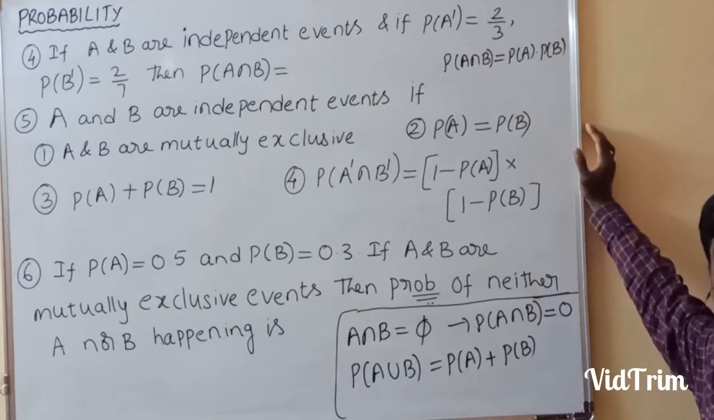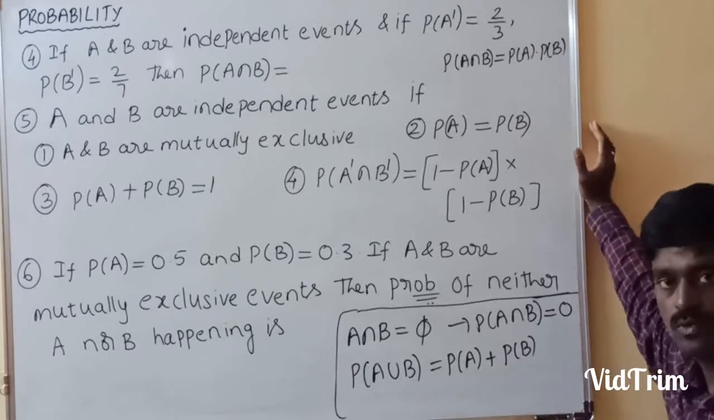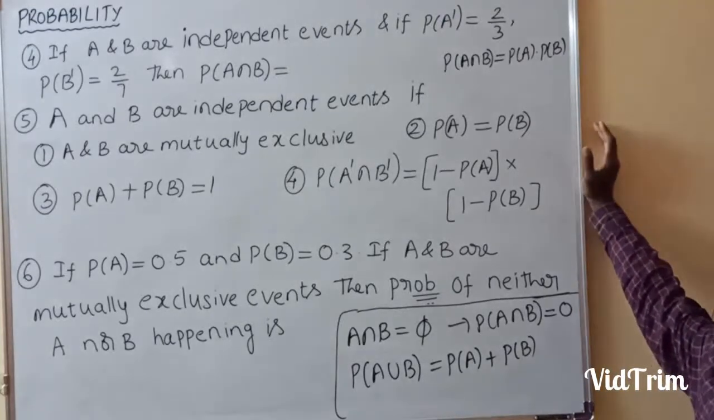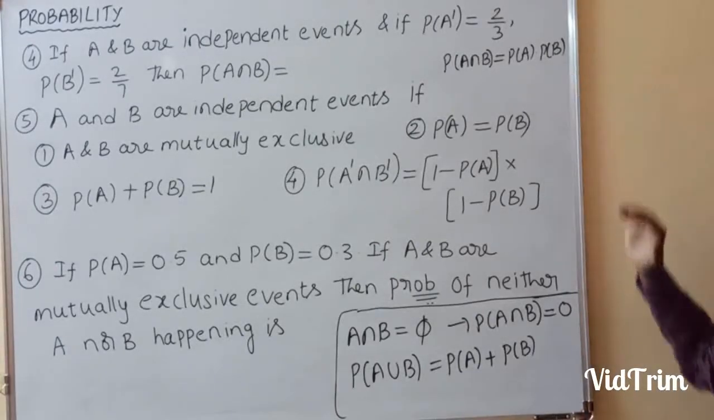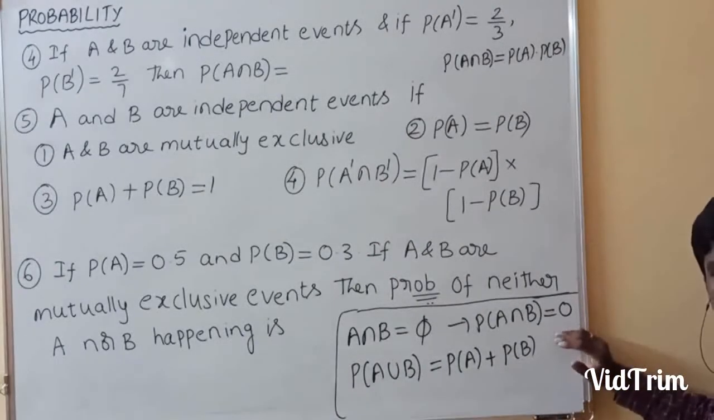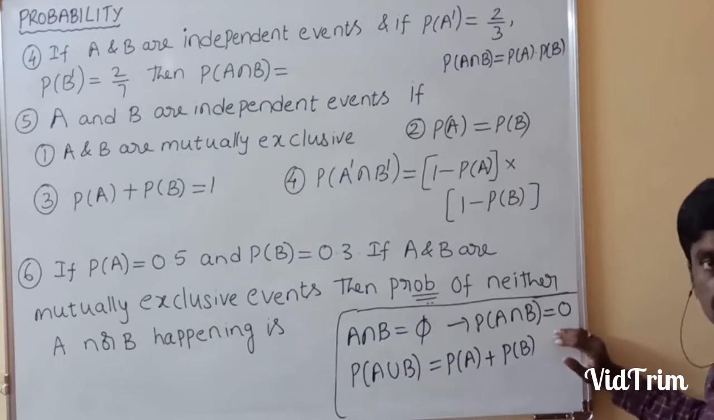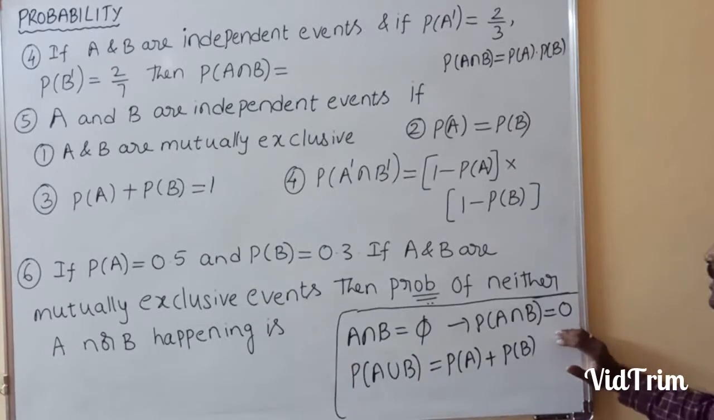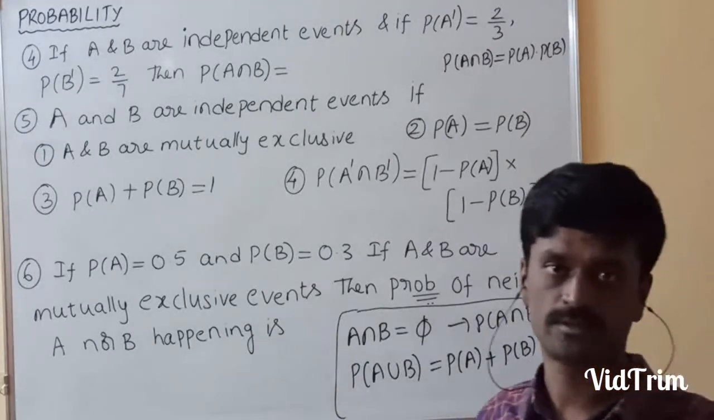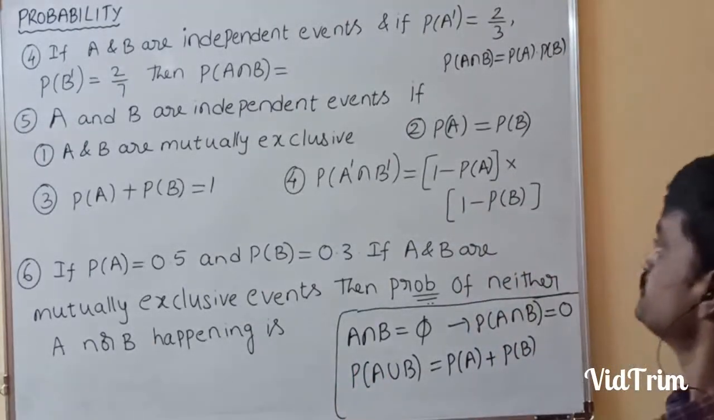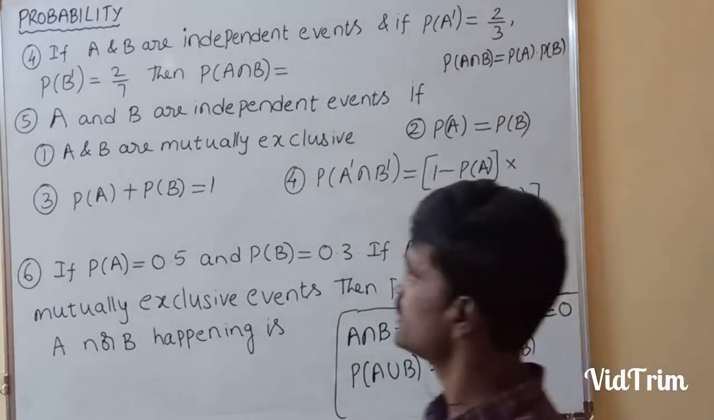Here we have taken two events A and B that are possible events. So if A and B are independent events, then they cannot be mutually exclusive events. Similarly, if A and B are mutually exclusive events, then they cannot be independent events. Remember this.